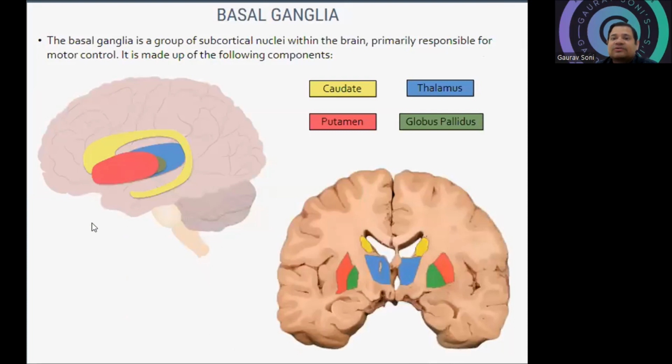Next, we can talk about the blood supply of the basal ganglia. The basal ganglia are small subcortical nuclei within the brain and are responsible for motor control. They are made up of the caudate, thalamus, putamen, and globus pallidus. You can see the caudate is shown by the yellow color, then putamen by red, blue for thalamus, and globus pallidus is a small part in the slide.